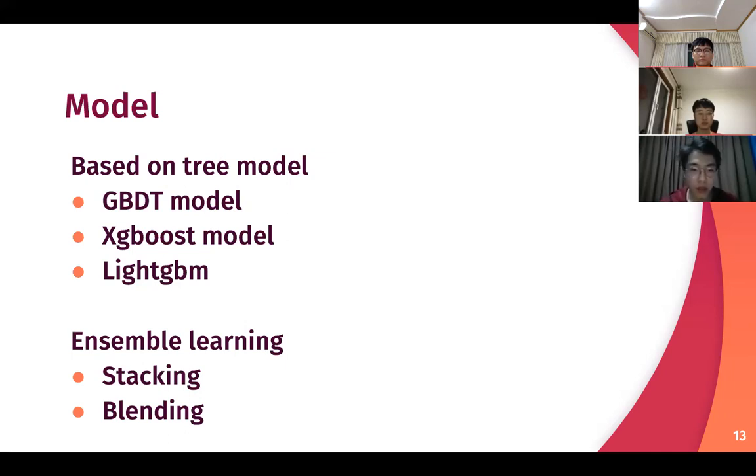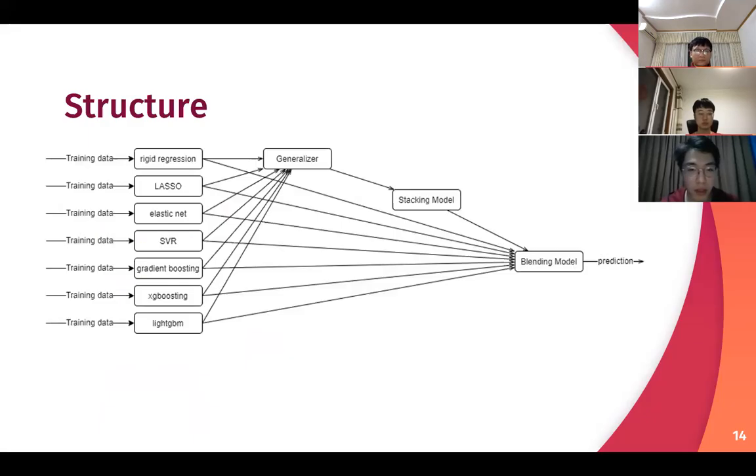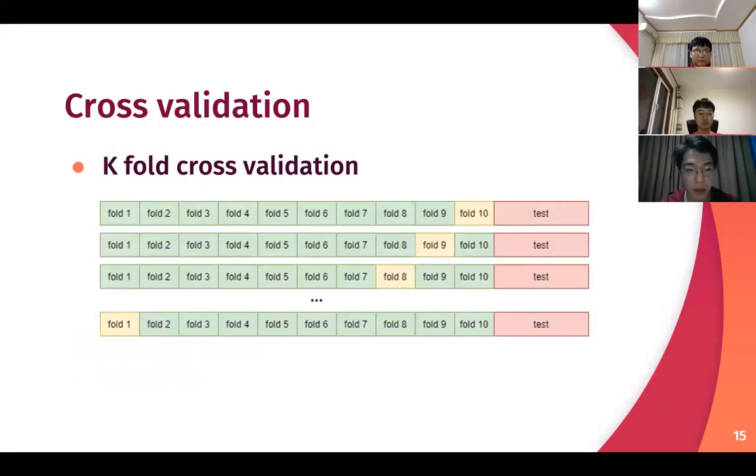We also did ensemble learning like stacking and blending. And the structure of our model is like the picture. And finally, we did k-fold cross-validation. It is also used to solve overfitting problem, and it helps a lot with the parameter training.